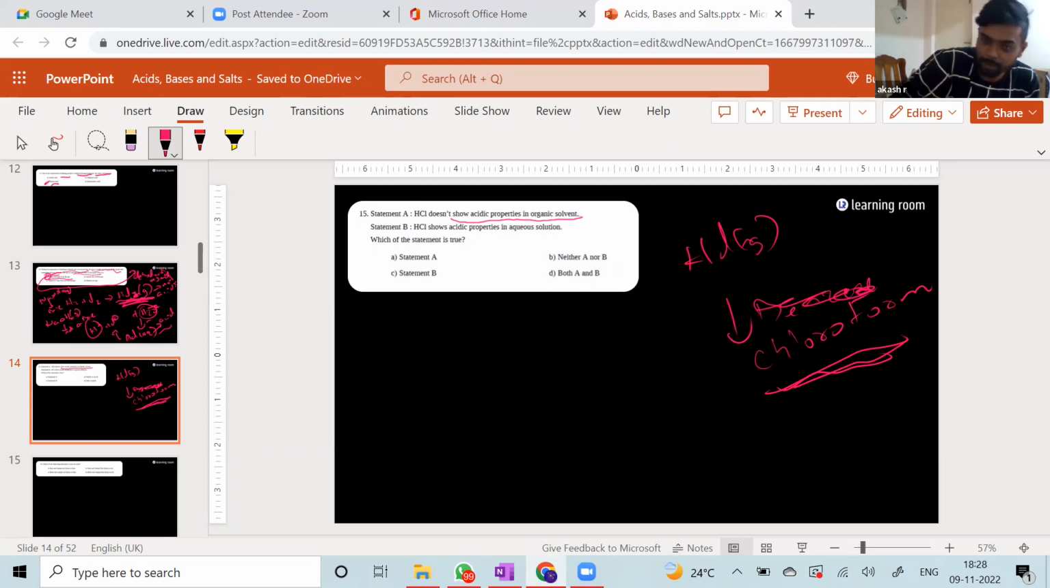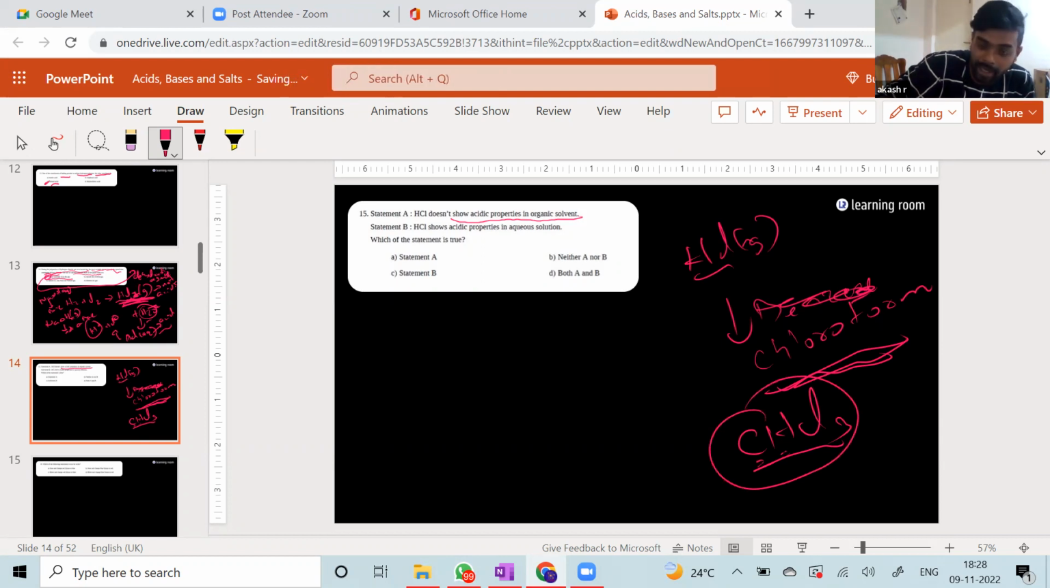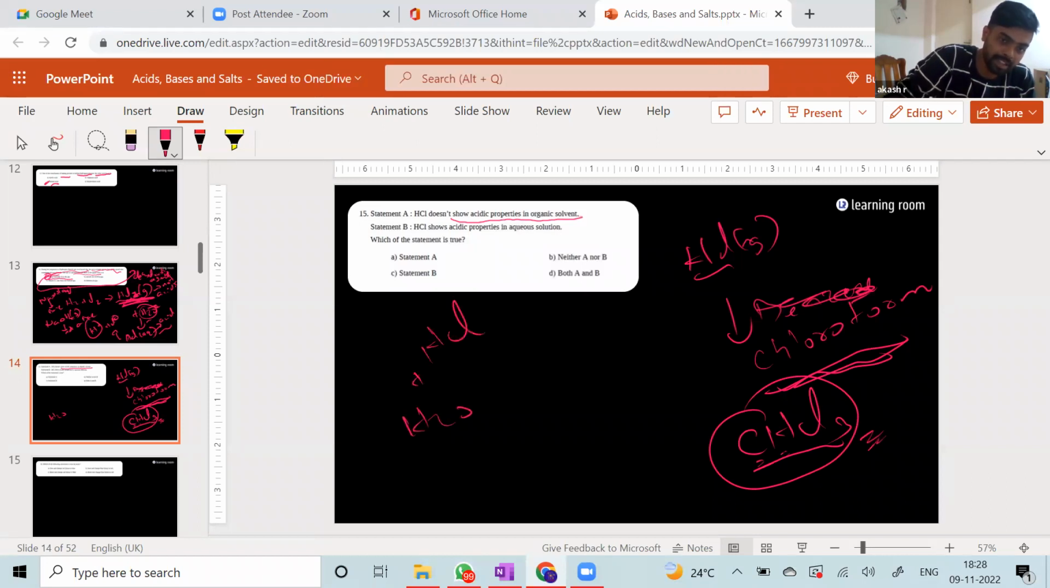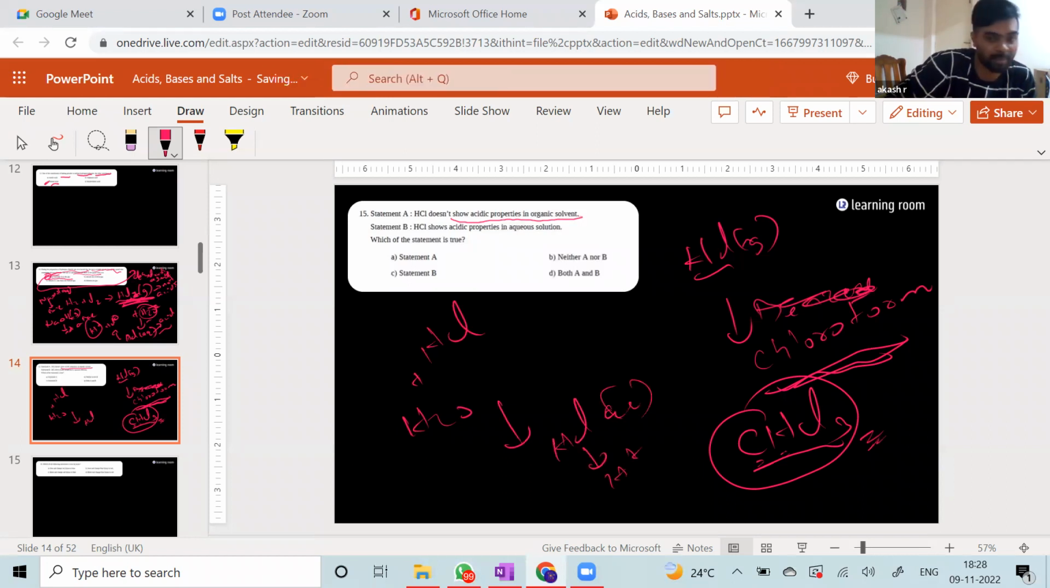If you want to know the formula of chloroform, it is CHCl3. Any compound containing carbon and hydrogen is called an organic compound. So if I dissolve HCl in an organic solvent, nothing will happen. It will just stay, it will not be able to give me H+. But if you do H2O plus HCl, that is going to give me HCl aqueous, and that can give me H+ and Cl-. So definitely, HCl does not show acidic properties in organic solvent is absolutely true, because no H+ is coming out.